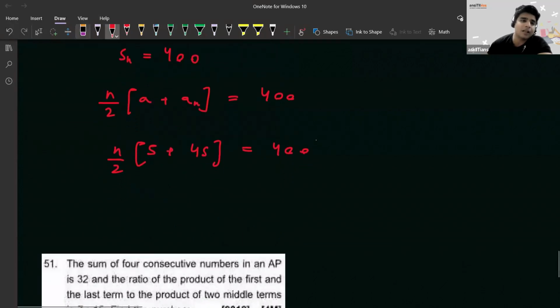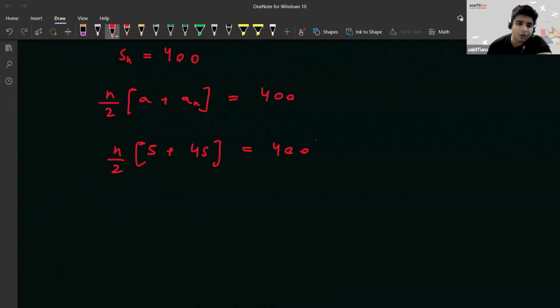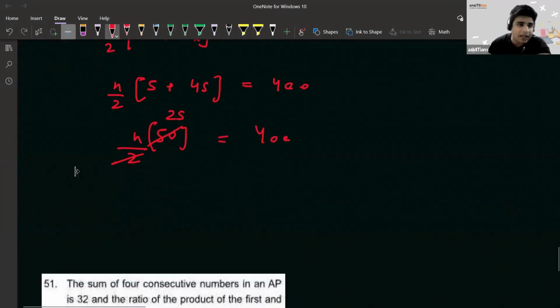I hope this is very, very clear to you all. Moving forward, everyone, it is going to be 50 times n upon 2. 50 and 2 will cancel. 25n is equal to 400. Right, everyone? So 25 is being multiplied with n over there.